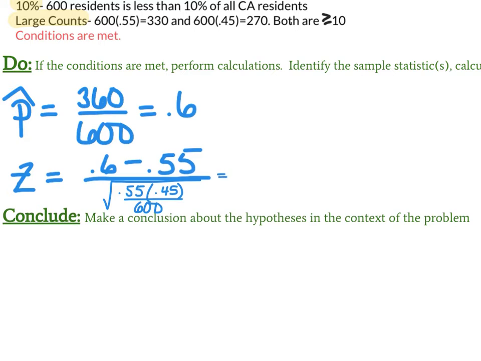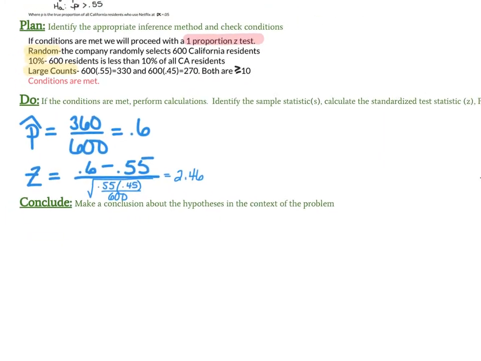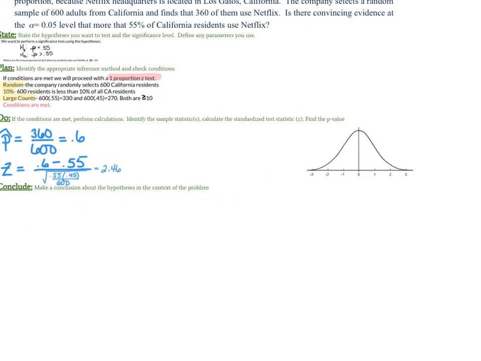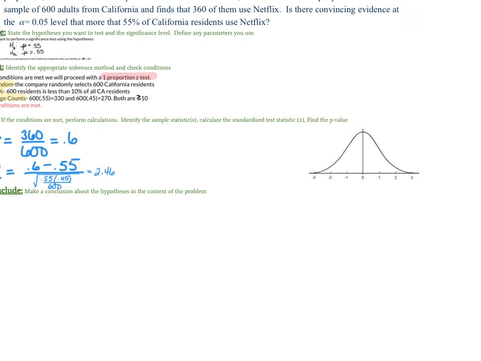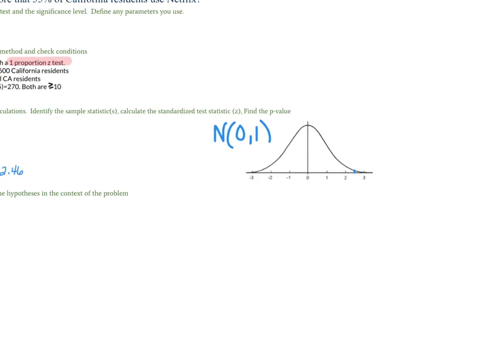So when I put this in my calculator, I get approximately 2.46. Okay, so from my normal model, if I am just using a standard normal model of 0 and 1, since I have my test statistic, what I'm looking for is the probability of getting this test statistic or more extreme. So 2.46, I'm going to have to really zoom in here on this normal model, be about this area over here to the right, which is already looking to be pretty small.